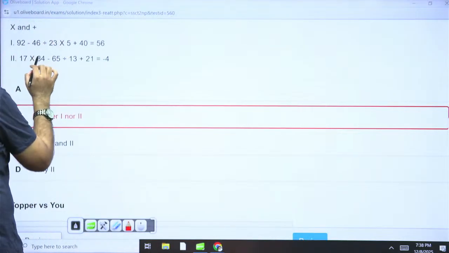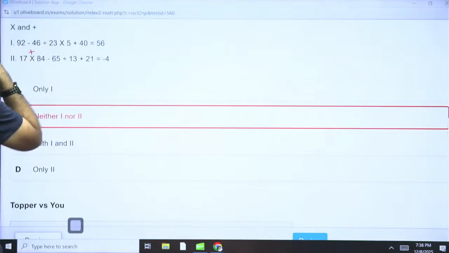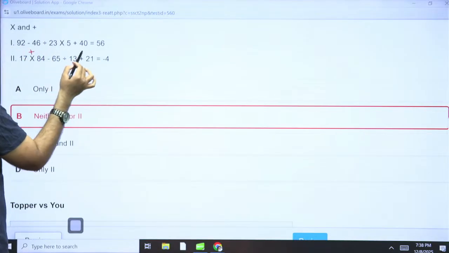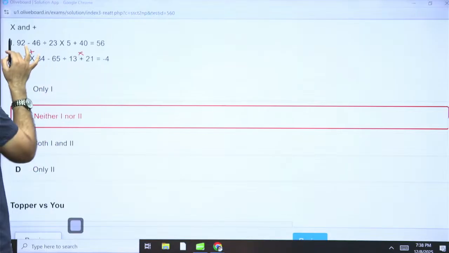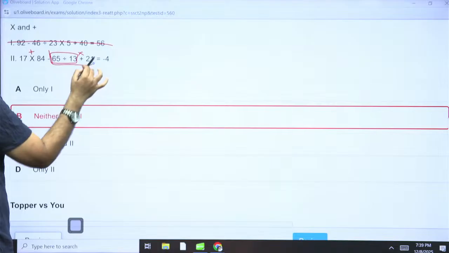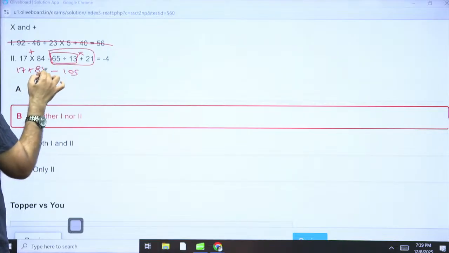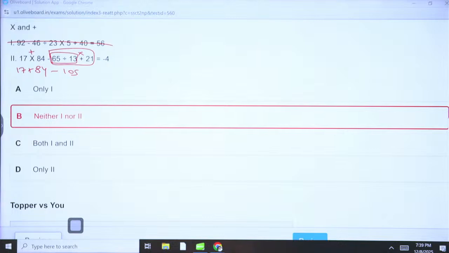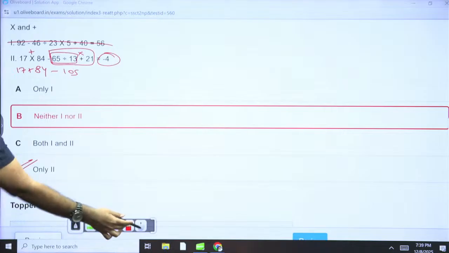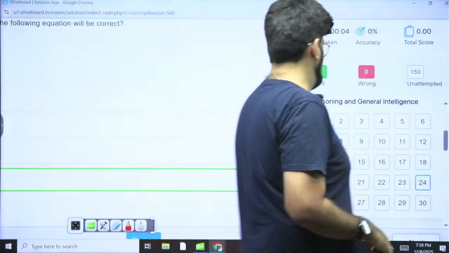Okay, wait. I'll have to check it again. Plus and into, they are exchanging. No. So this is plus. Oh my God, I'm multiplying. Such a bad mistake I did. So 1 is definitely not right. This is 5 into 21, 105. And this is 17 plus 84. So this is 90 and 11. 101. 101 minus 105 is minus 4. So I'm so sorry. Only 2 is the right answer. My bad. Haste makes waste. 43 seconds. Very good. Next.